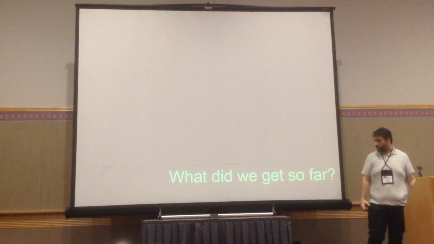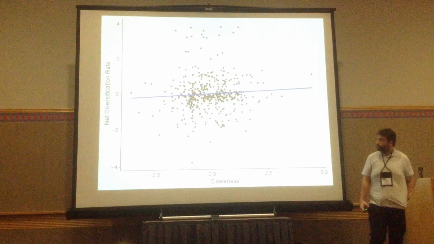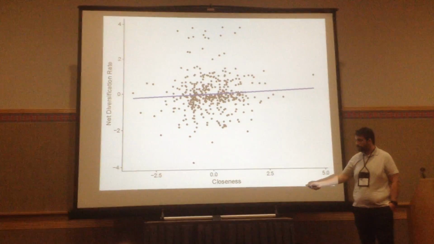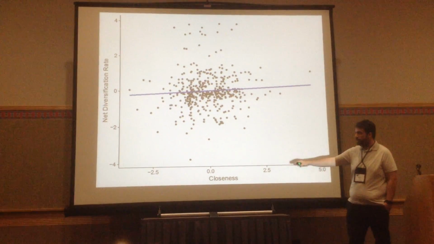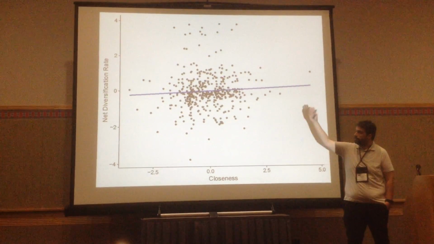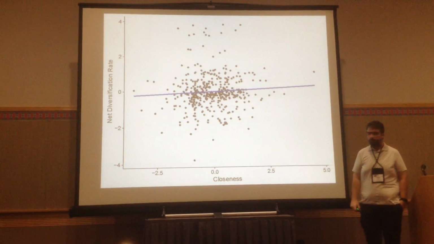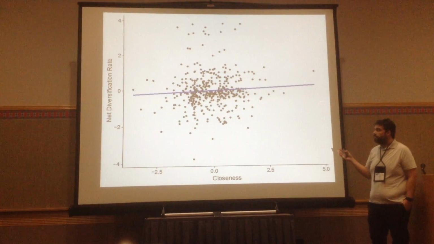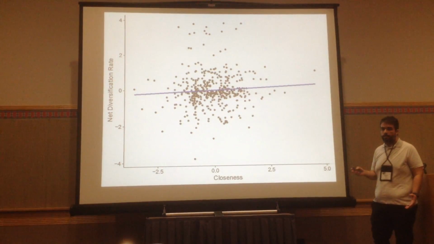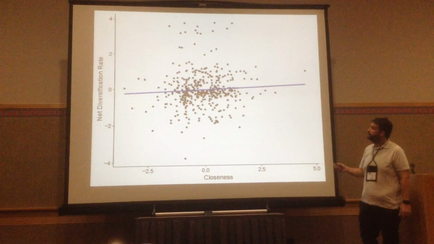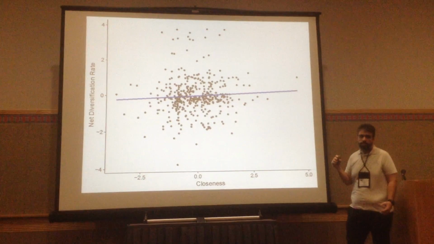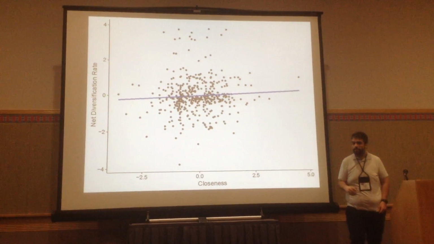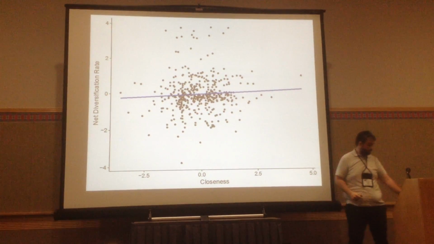What did we get so far? So at first look, looking at the standardized values of closeness on the x-axis and the standardized net diversification rates on the y-axis, we see that there's not so much correlation between these two data. There's a slight trend, a positive trend, but nothing too exciting.